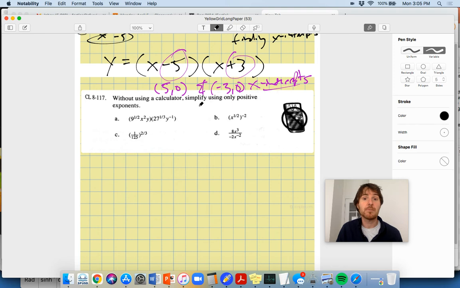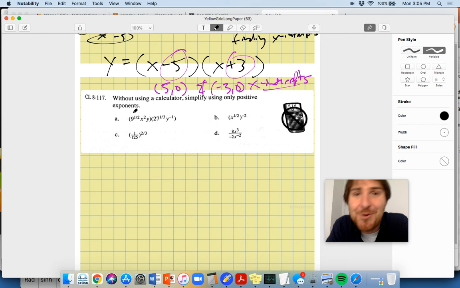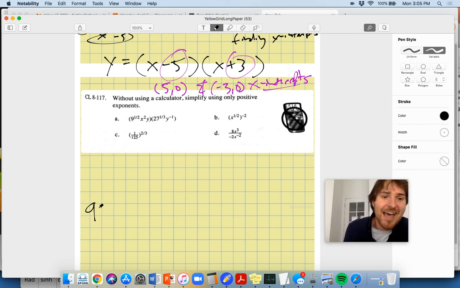Without using a calculator, simplify only using positive exponents. Okay, so here we're going to use our tricks of the trade. All right, 9 to the 1/2 power. What the heck is that? You guys remember doing fractional exponents? Well, remember, 9 to the 1/2 power times 9 to the 1/2 power. Remember this from first semester?